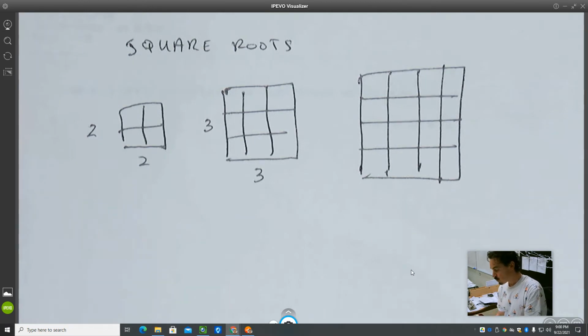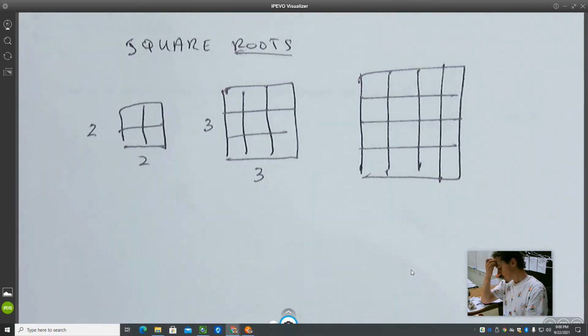So in order to understand what a square root is, we need to understand what a square is. Well, I think you know what a square, the shape, looks like. What I'm talking about is a square, the operation, or a special case of an exponent.